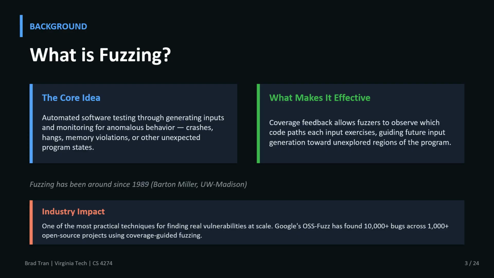To give you a sense of impact, Google's OSS-Fuzz, or open source fuzz project, has found over 10,000 bugs across more than 1,000 open source projects using this exact approach. This isn't academic theory. This is how the industry actually finds vulnerabilities at scale.